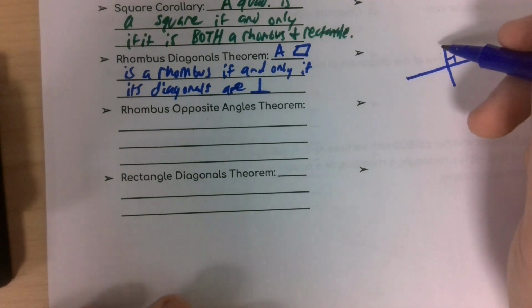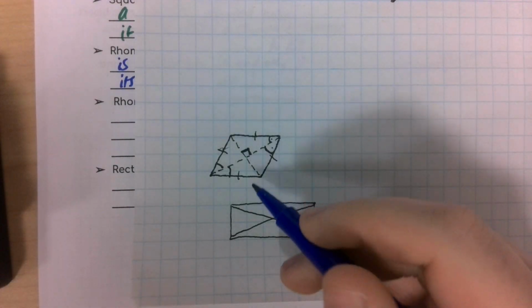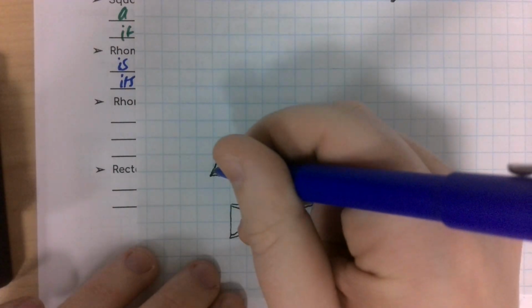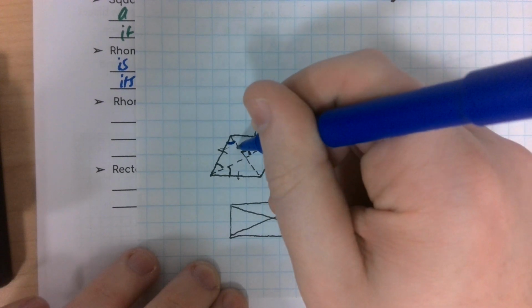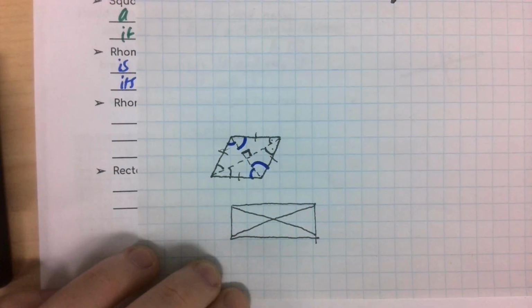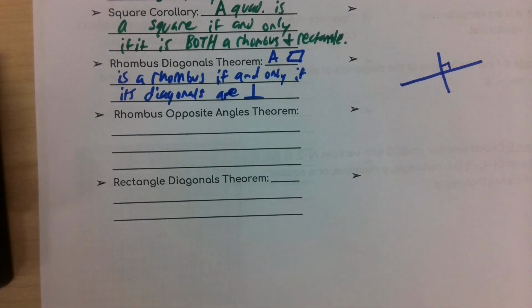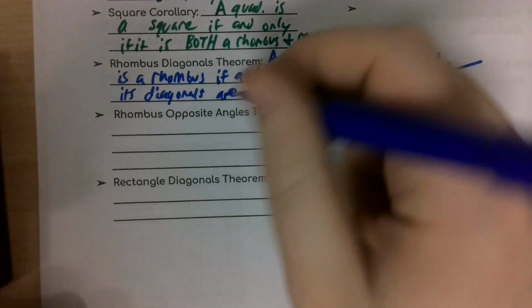Now, the rhombus opposite angles theorem is the one that said that all the little angles formed by the diagonals in a rhombus are congruent. For instance, this angle is the same as this angle, which is the same as this angle, which is the same as this angle. So in the opposite angles, the diagonals will bisect both of them.